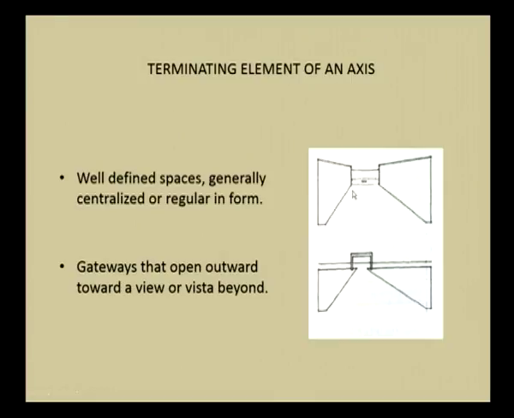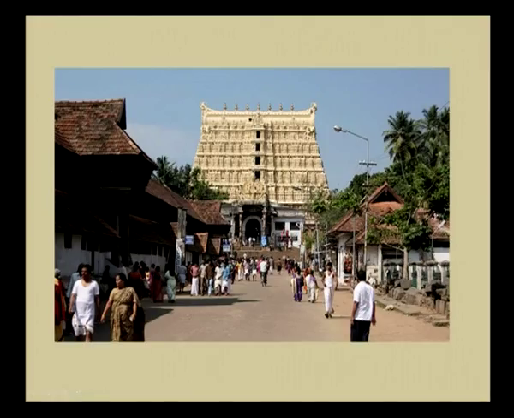You have many examples of European architecture where you have a well defined space, generally centralized, that ends an axis. An axis can be terminated by a gateway that opens outwards towards a view or a vista beyond, like what is shown here. Now we will see certain architectural examples of how an axis is being empowered by termination and other methods.